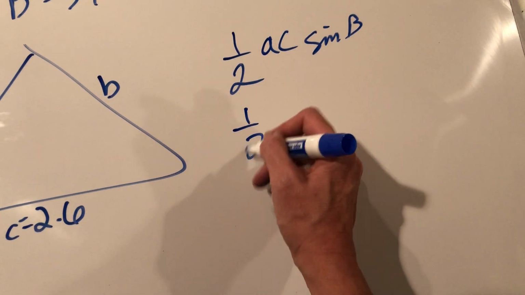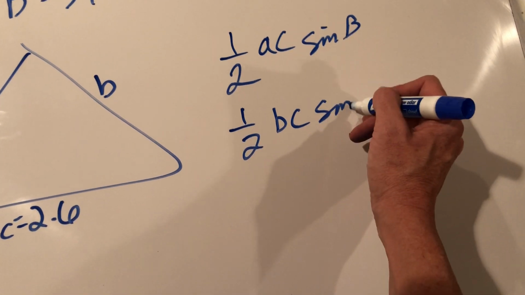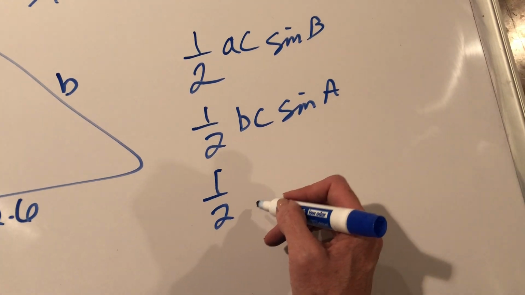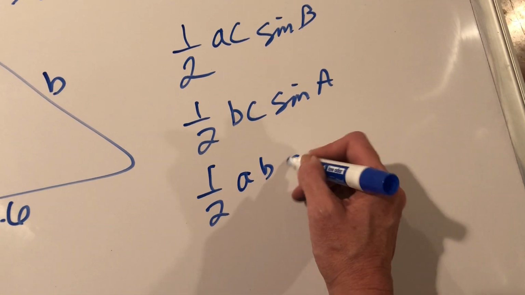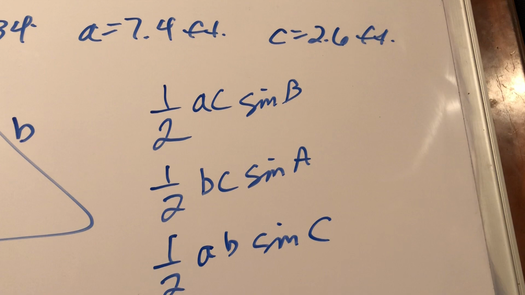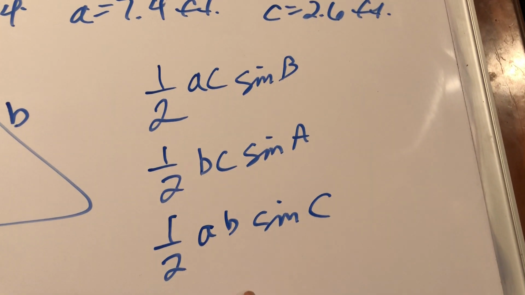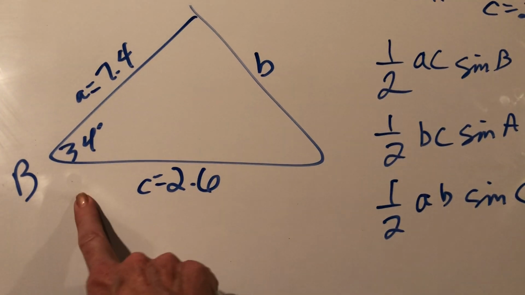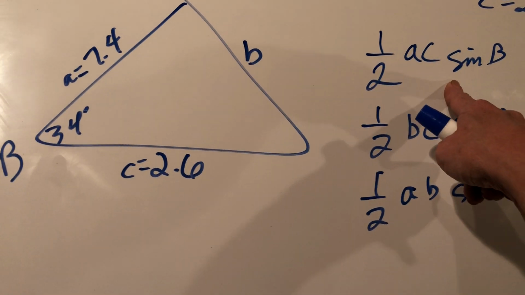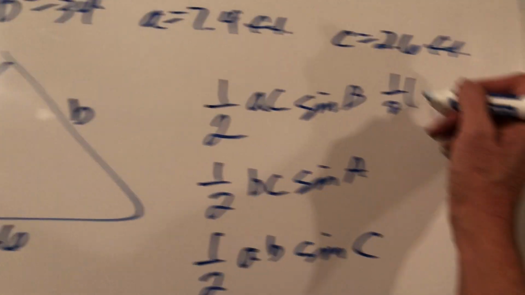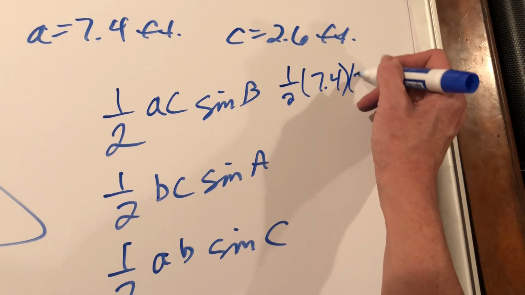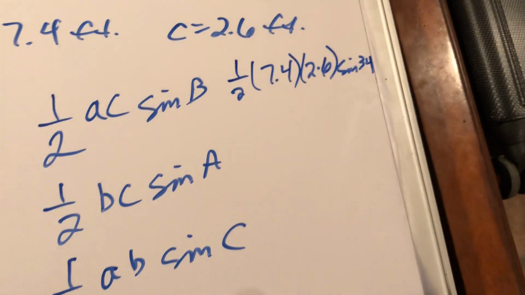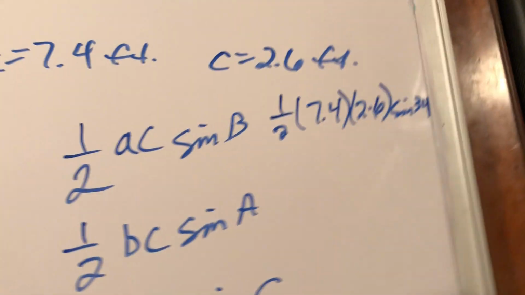But it could be 1/2 and you're given BC and angle A. It could be 1/2 and you're given AB and you have angle C. So just depending on what you're given, two sides and the angle between, which I've shown you here, you just simply plug in. So we just do 1/2 times 7.4 times 2.6 sine of 34. And you type that in your calculator.